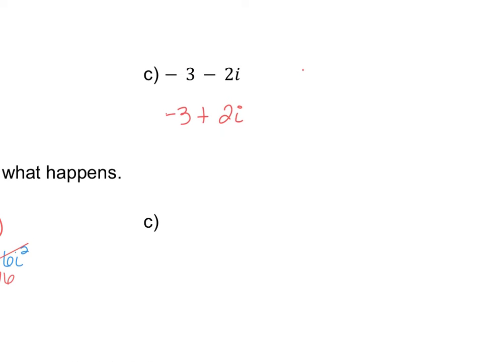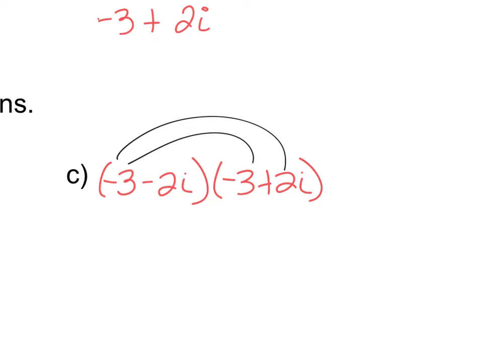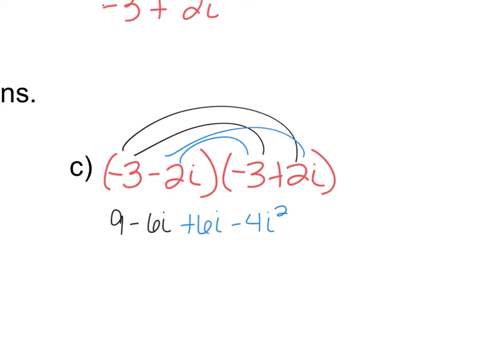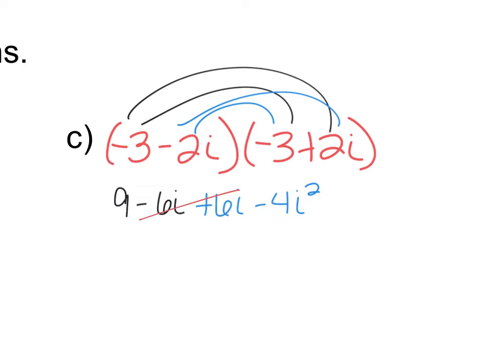Okay, last one. This one has a ton of negatives. Be careful. So I have negative 3 minus 2i times negative 3 plus 2i. So distribute. Negative 3 times negative 3 is positive 9. Negative 3 times positive 2i is negative 6i. Negative 2i times negative 3 is positive 6i, and negative 2i times positive 2i is negative 4i squared. Clean it up. The middle they cancel, and negative 4i squared becomes positive 4. So 9 plus 4 would give me 13.